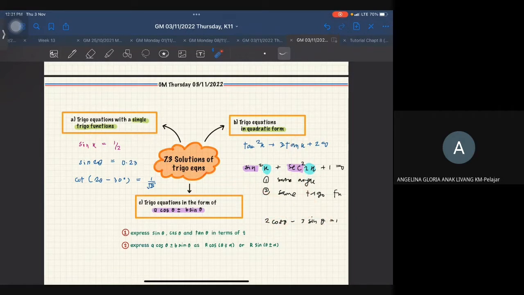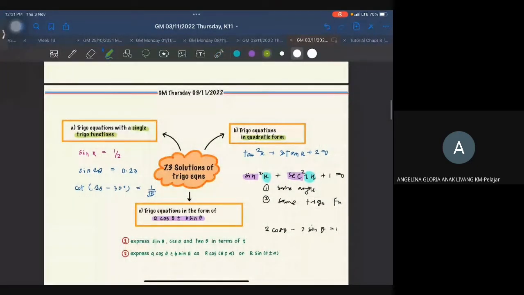So, there are only two methods yang awak boleh guna untuk solvekan this type of question. So, the first one is expressed by using T substitution. Okay, so kita guna T substitution ataupun kita gunakan yang R cos theta plus minus alpha, this one. Okay, so let me highlight it for you. So, this is the first method in terms of T, and then this is the second method for this kind of question.